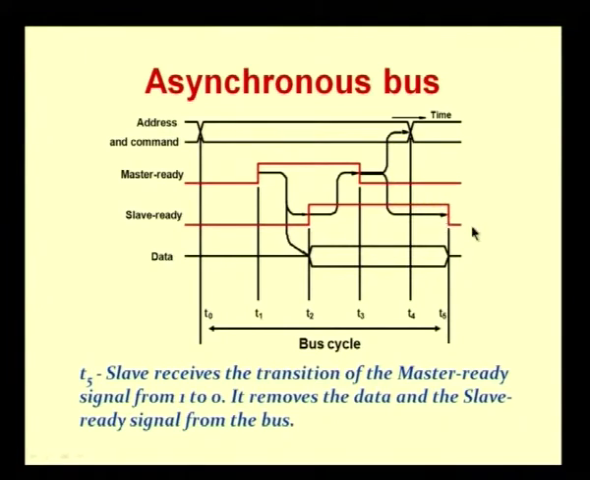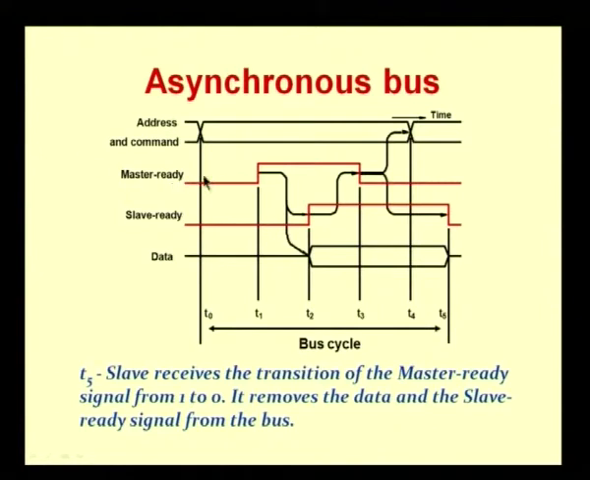slave ready signal also can be removed from the bus, that is, the slave ready signal goes to a 0 state. When I say removed from the bus, I mean, assuming that it is active in the high state and inactive in the low state, it is coming to the low state. You can see that happening here. The master ready signal goes down, which is seen by the slave, and in response to that it will remove the slave ready signal and remove the data from the bus. At the end of this time t5, your entire operation has been completed.